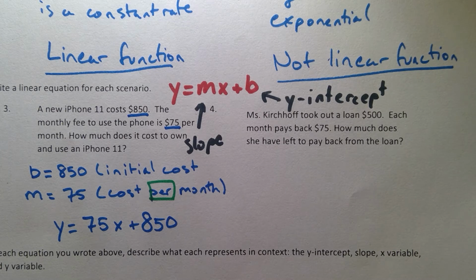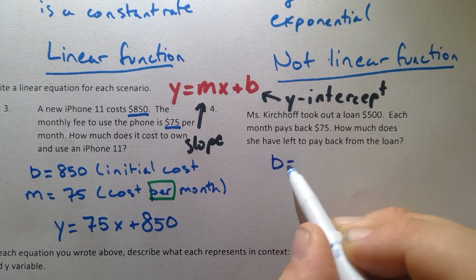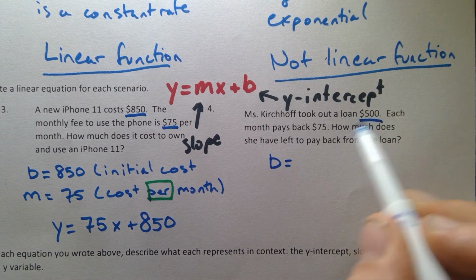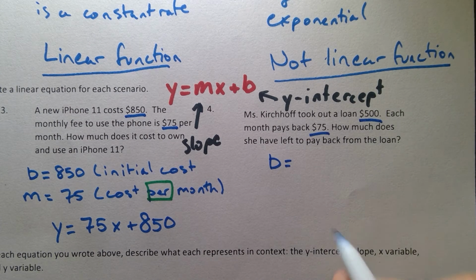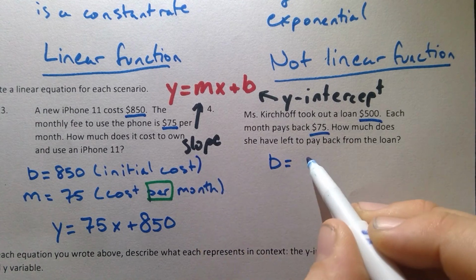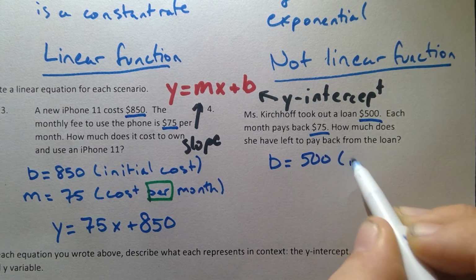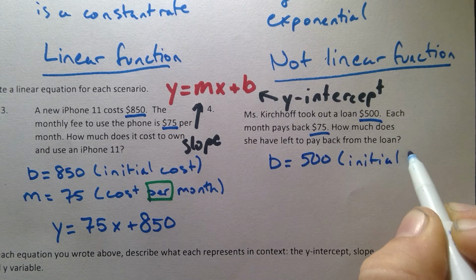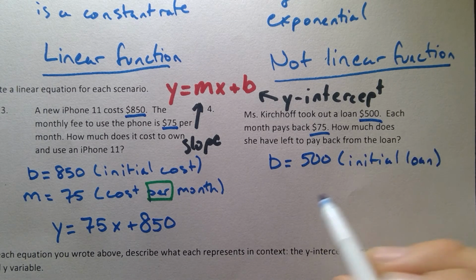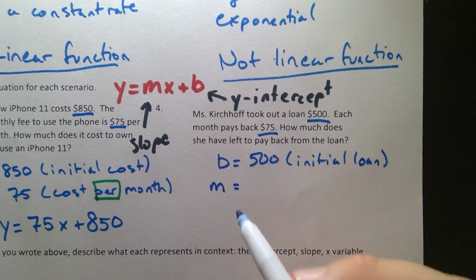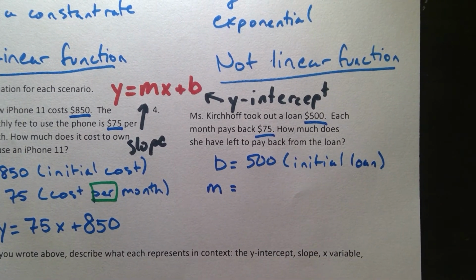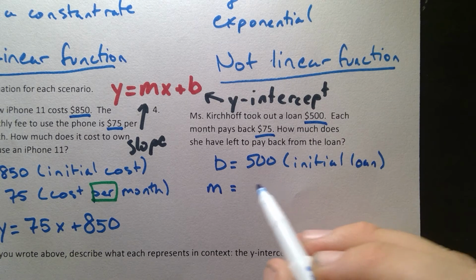Okay, so let's think about our initial value. We've got our 500 and our 75. Her loan is starting at $500, so if it's starting at $500, that is our initial value. So 500 is the initial loan. Okay, M is talking about the rate, and she's paying back $75 each month.